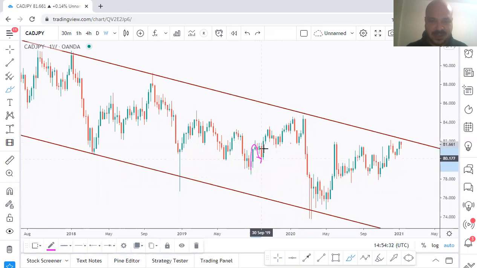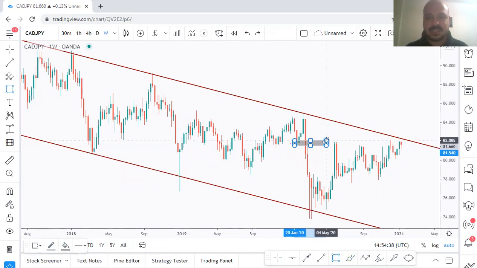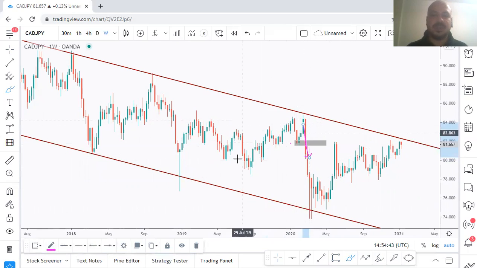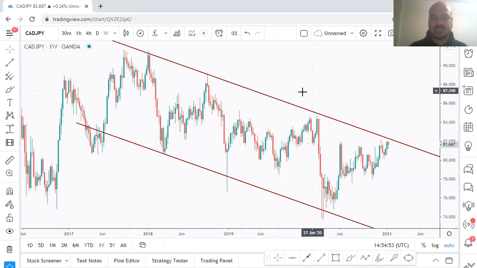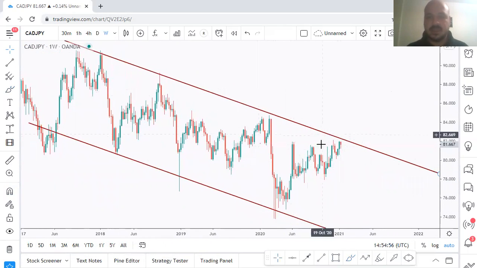Okay, so higher high, higher low, higher high, higher lows, and the reversal is confirmed after this break. So when price breaks this one, we know that the short-term bullish movement is over and it's time for a trend continuation. Anyway, let's not focus on the previous price action. Let's monitor the current price action.